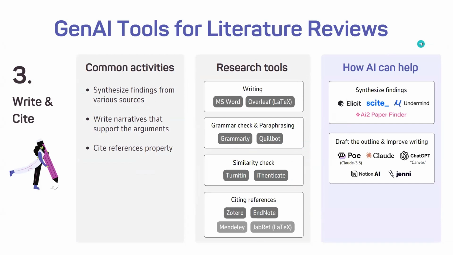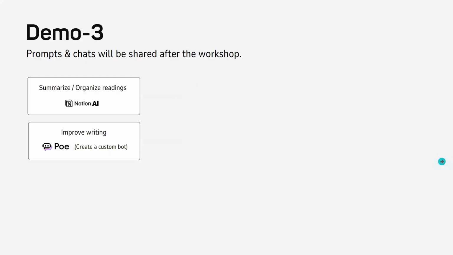Again, they help us synthesize some findings. For example, on the Elicit site, they already help us extract some content to help us understand the context, right? And we also have this bunch of tools to help with writing. For this part, I won't do too much demonstration, but I want to mention Notion AI, a tool you can make use of, which can help you organize some readings as well.